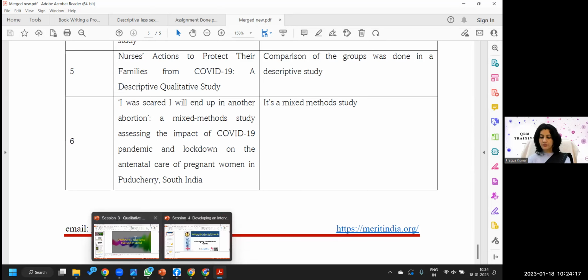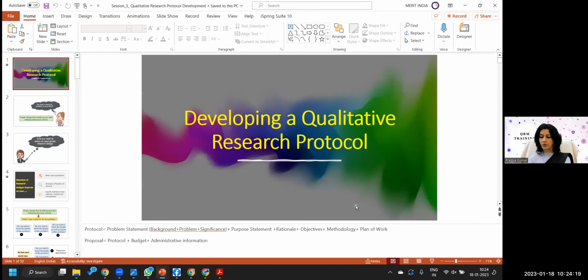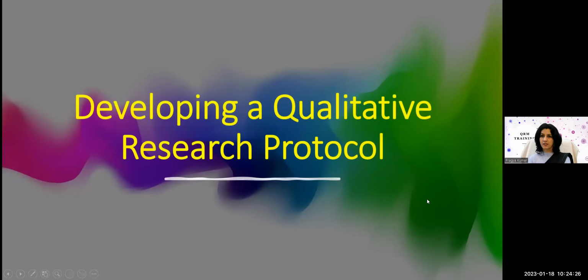So we will start with yesterday's session, which we could not do. And I hope with this discussion, there is some sort of summarization also of yesterday's session. So today's first session is on developing a qualitative research protocol.